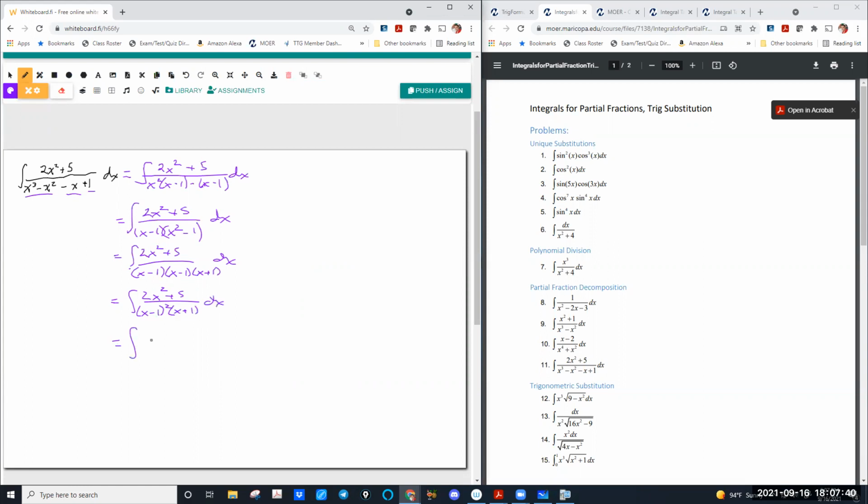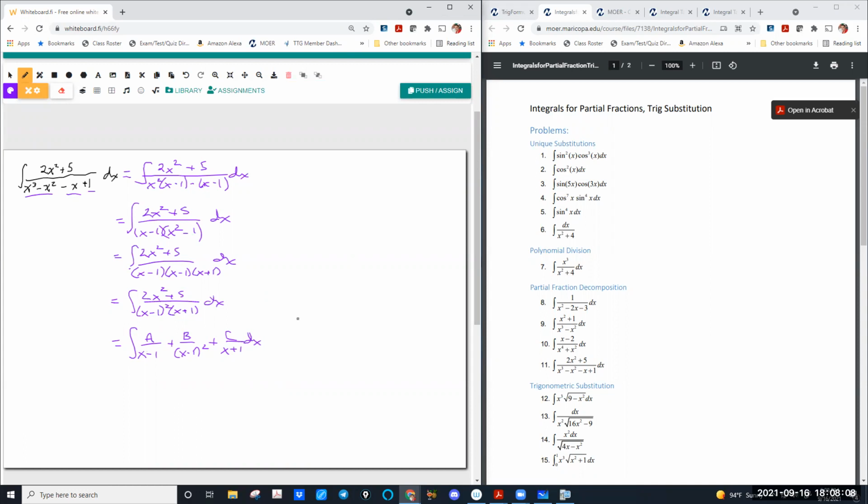So when we do this, we've got A over x minus 1. Let's include the parentheses to make it messier. x minus 1, plus B over x minus 1 squared, plus C over x plus 1. All linear. This is a repeated linear, which is why it does not get the Bx plus C.